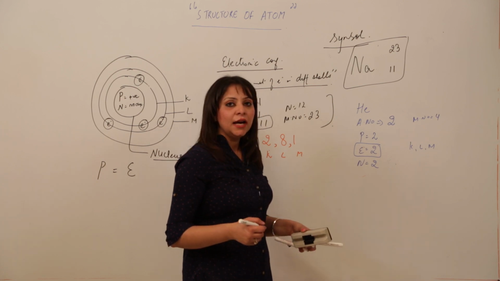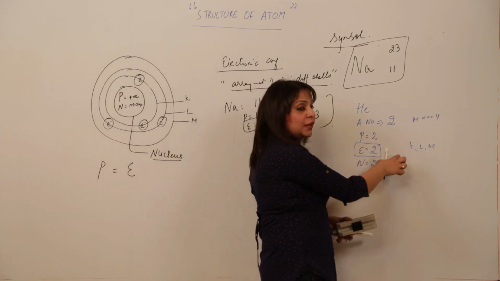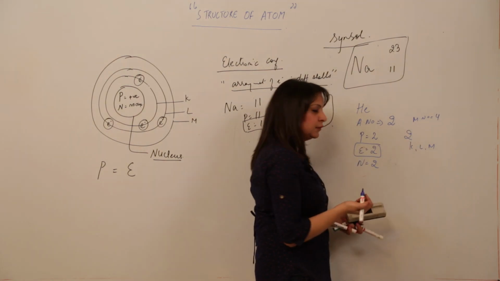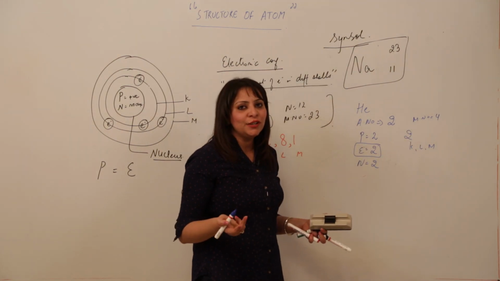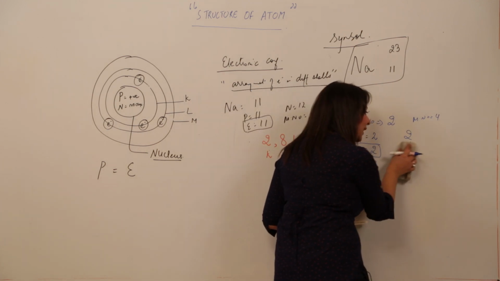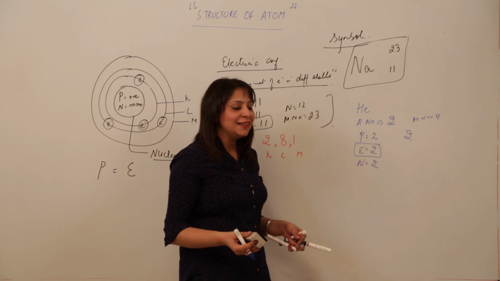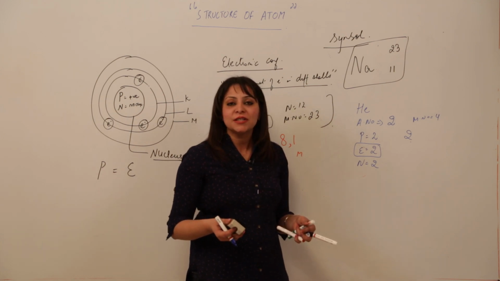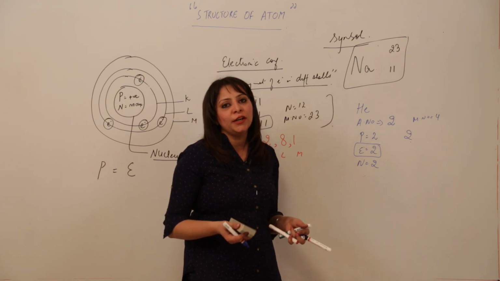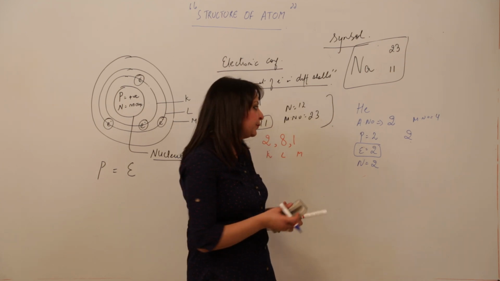Then electrons are 2. So we know that the first shell can accommodate a maximum of 2 electrons. So this is 2. Now we are not left with any electron. So don't panic, the electronic configuration is only 2. Don't think that the atomic number and the electronic configuration can't be the same. It can be the same because it is just the filling of the order according to the Bohr-Bury rule, right?